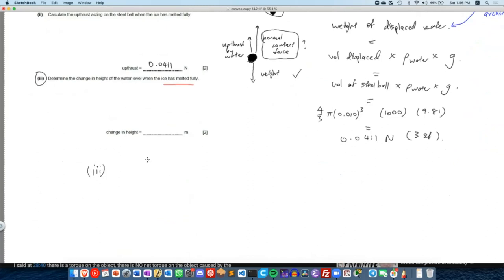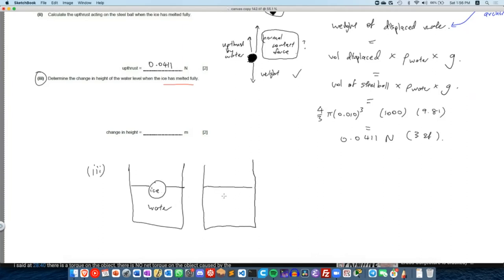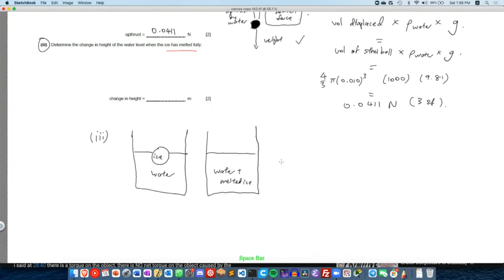So for part three, let's consider a scenario where there isn't any steel ball in the first place. So let's just say that there's some ice floating in the water. This ice, no steel, right? And we compare the water level before and after the ice has melted. So what is the difference in the water level?